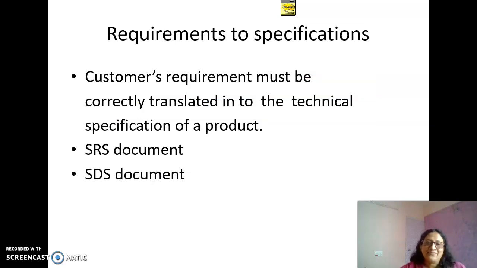Now, once the requirements are refined, we put all these requirements into a proper document, and that document we call the systems requirements document, SRS. After putting requirements into document form, we convert or translate all these requirements into technical specifications of the product. And those technical specifications we also put in document form, and that we call the systems specification document.